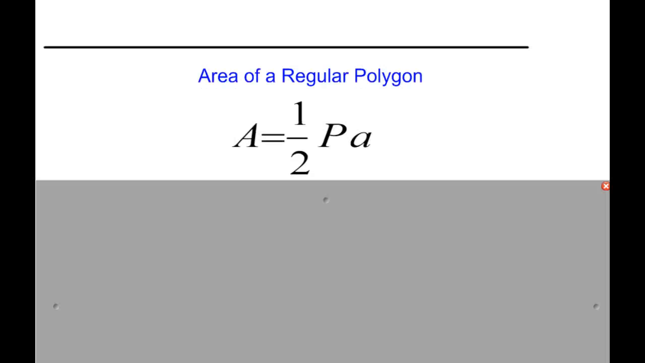Next, let's look at how you actually find the area of a regular polygon. The area equals 1/2 times the perimeter of the polygon times the apothem of the polygon. The P stands for the perimeter of the polygon, and the A stands for the apothem of the polygon. Make sure you pause and write that down if you need to.